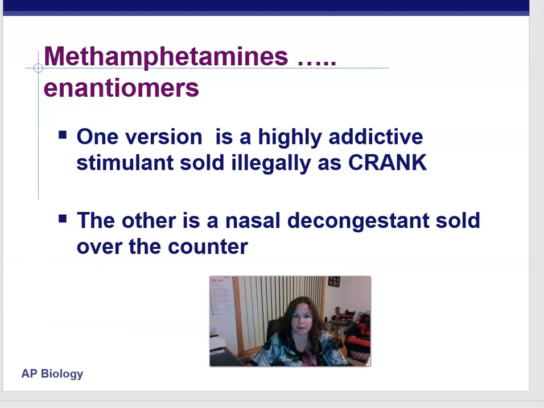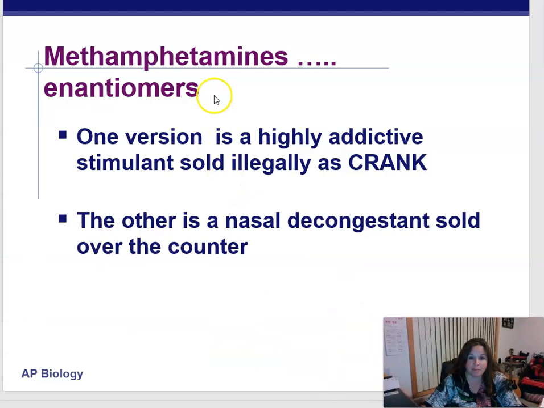This is kind of scary. With methamphetamines, one enantiomer is a decongestant sold over the counter, but its mirror image is actually the highly addictive stimulant crank. Got to watch out for those enantiomers.